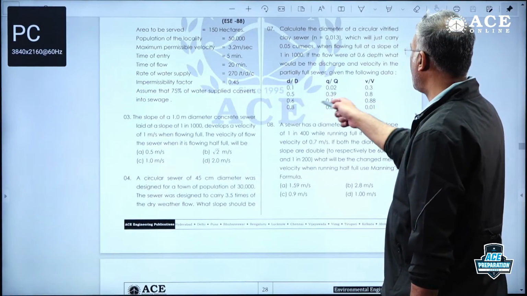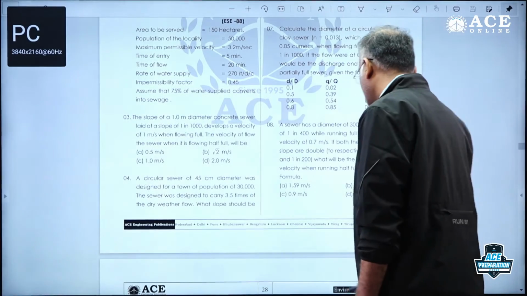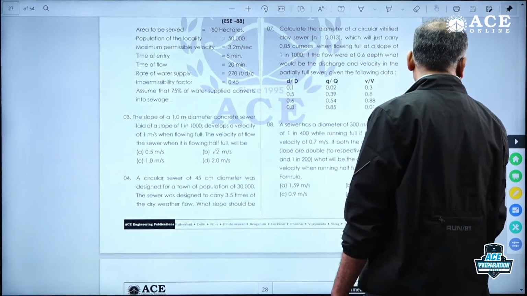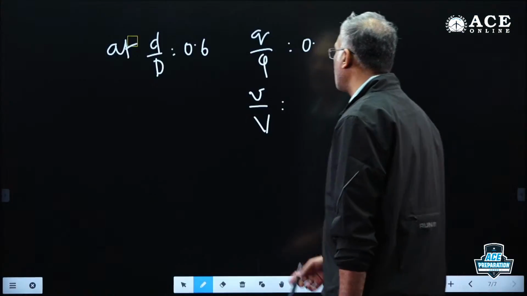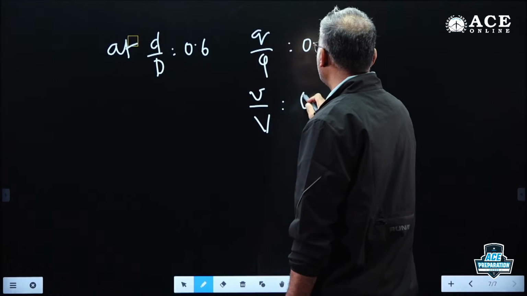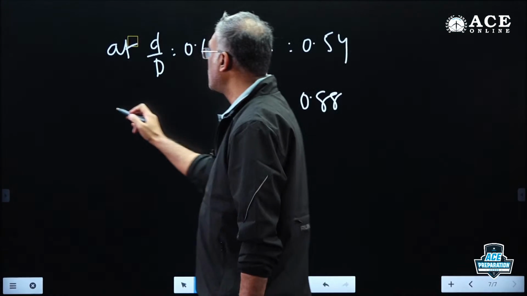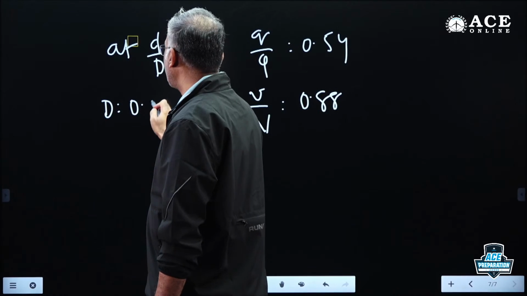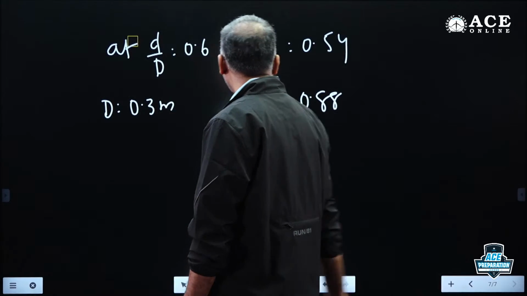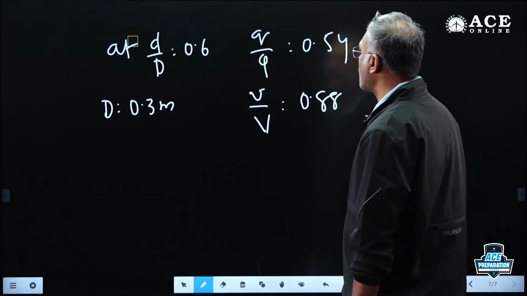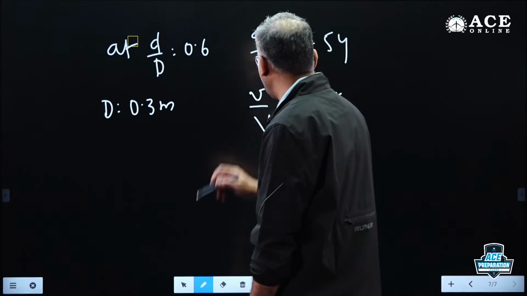Q by q, d by d: 0.6, 0.54, 0.88. That's all. Using those values you can find out. We already got the diameter of the sewer as 0.3 for the first part, that is when running full. When running partially full, what is the diameter, what is the flow velocity, what is the discharge?